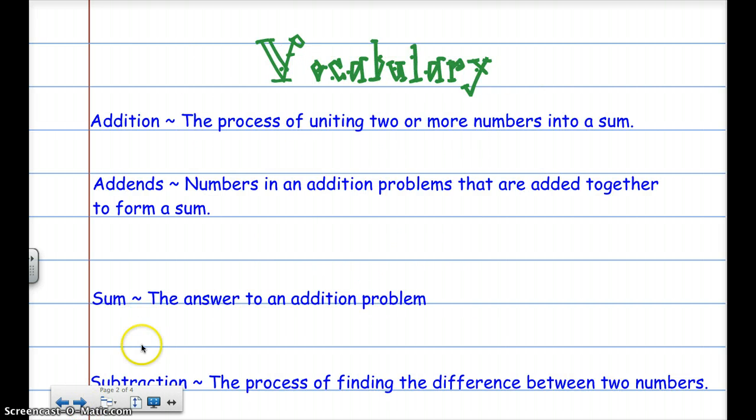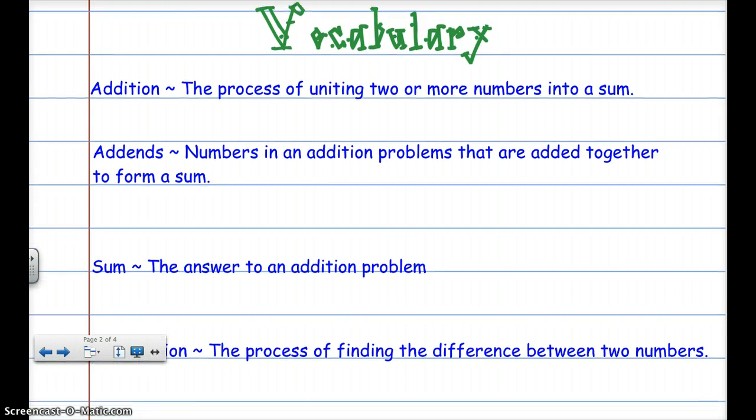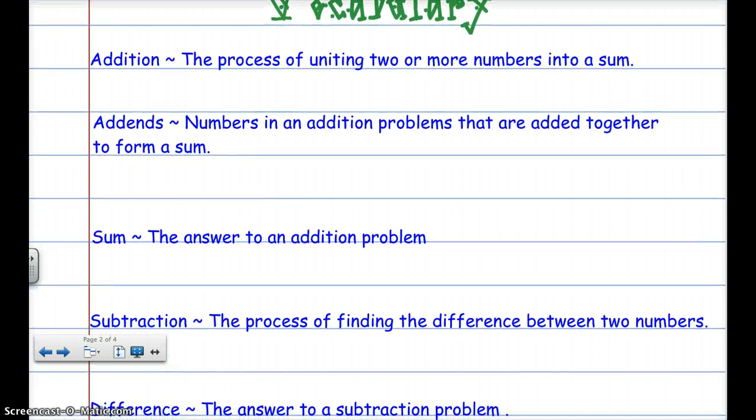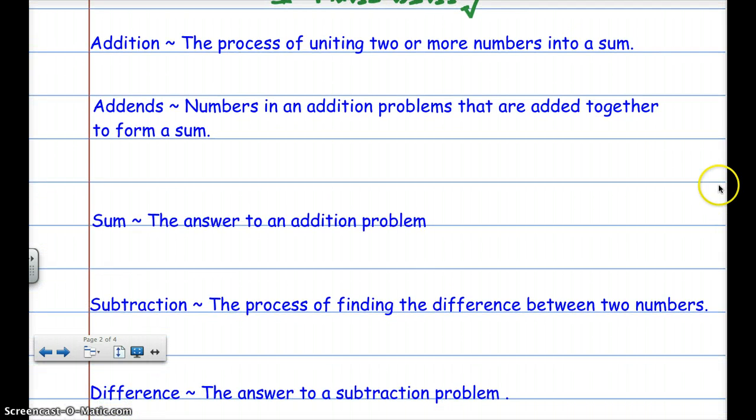First, we have addition. Addition is the process of uniting two or more numbers into a sum. Add-ins. The add-ins are the numbers in an addition problem that are added together to form a sum. And the sum is the answer to an addition problem. And subtraction is the process of finding the difference between two numbers. So I want you to make sure that you have some time to write down the vocabulary on your recording sheet. Difference. Difference is the answer to a subtraction problem.